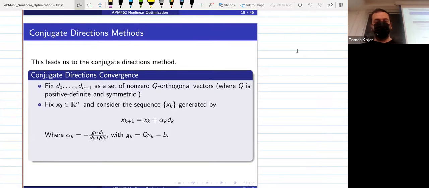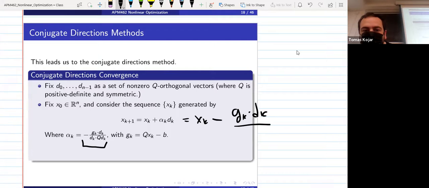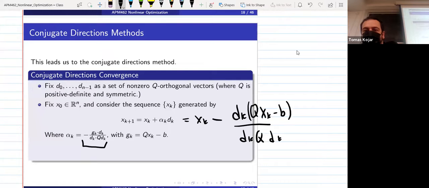It's very similar to gradient descent in that you add an increment over here. So this is x_k minus, how shall I write? Let me write it this way: Q x_k minus b, times d_k, like this.